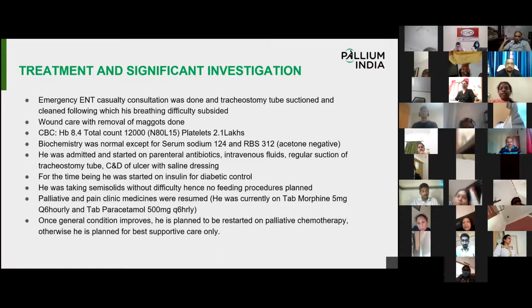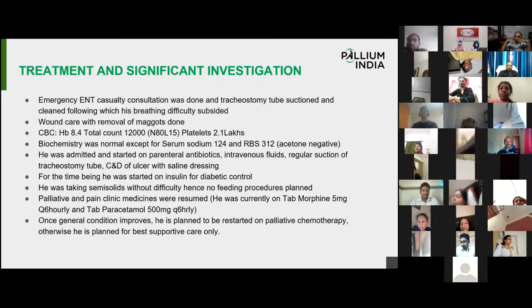He was admitted and started on parenteral antibiotics, IV fluids, regular suctioning of the tracheostomy tube, and cleaning and saline dressing of the ulcer. He was started on insulin for diabetic control, and he was taking semi-solids without difficulty, so no feeding procedures were done. Palliative and pain clinic medicines were resumed. He was currently on tab morphine 5 mg Q6H and tab paracetamol 500 mg Q6 hourly. Once the general condition improved, he was planned to be started on palliative chemotherapy. Otherwise, if general condition deteriorates, he was planned for best supportive care.